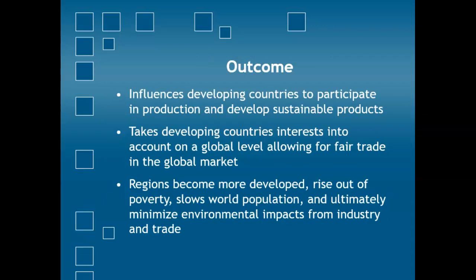Okay, so the outcome then is that, in particular, I want to point out something about developing countries, is that it's helped developing countries participate in production and to develop sustainable products. And it takes developing countries' interest into account. So it's great that that's what these ISO, RoHS, and WEEE all do. It takes developing interest into account on a global level, which allows for fair trade because they're all meeting the same standards. Regions then become more developed as they sell more products, they rise out of poverty, they create more jobs. World population, we think, is impacted, but it can slow. You don't need as many people. And ultimately, environmental impacts from industry and trade are minimized. So lots of positive benefits there.